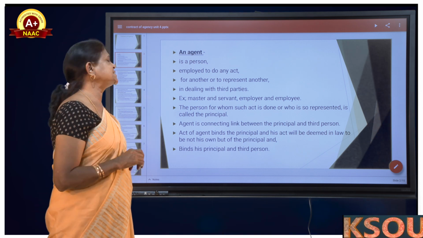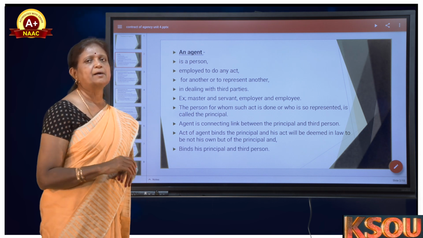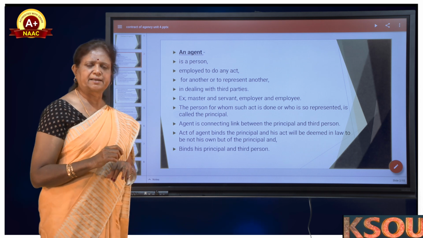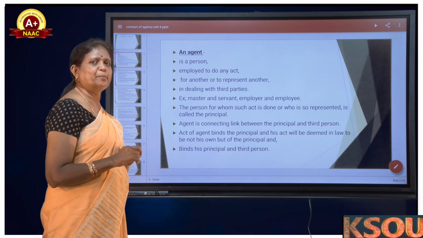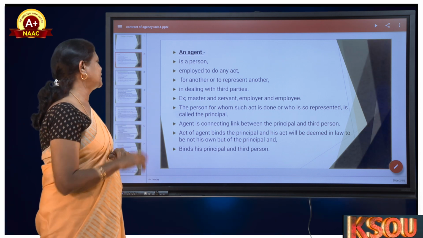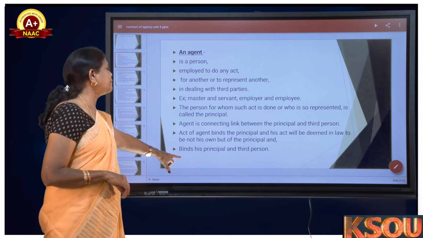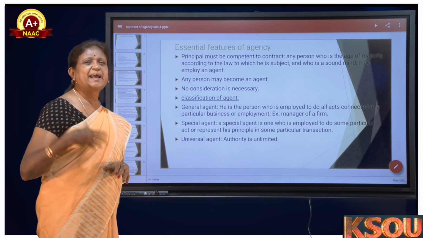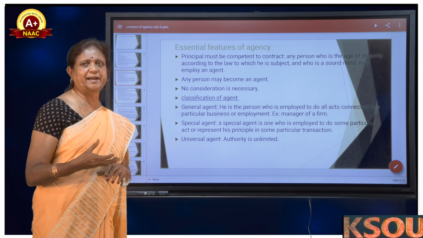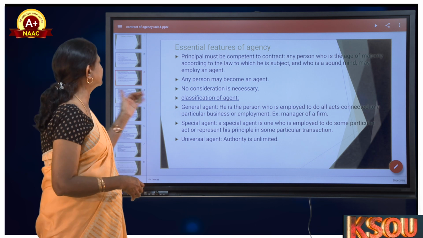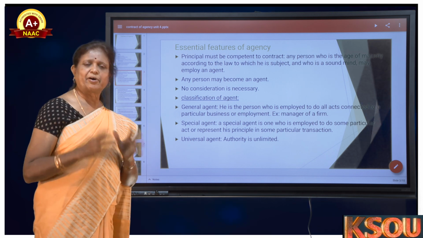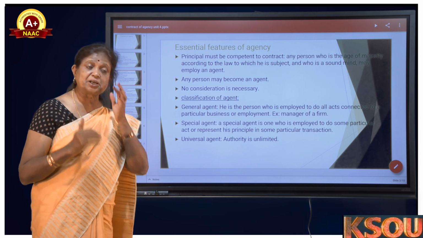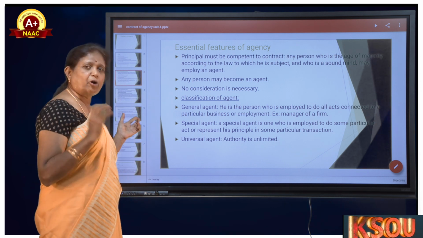Hence the agent is a connecting link between the principal and the third party. Whatever act is done by the agent is deemed to be done by the principal himself. So he binds the principal and the third person. How is a contract of agency created, or what are the essentials of a contract of agency? As already said, all the basic essentials of a valid contract, or the general principles of contract, must be complied with.